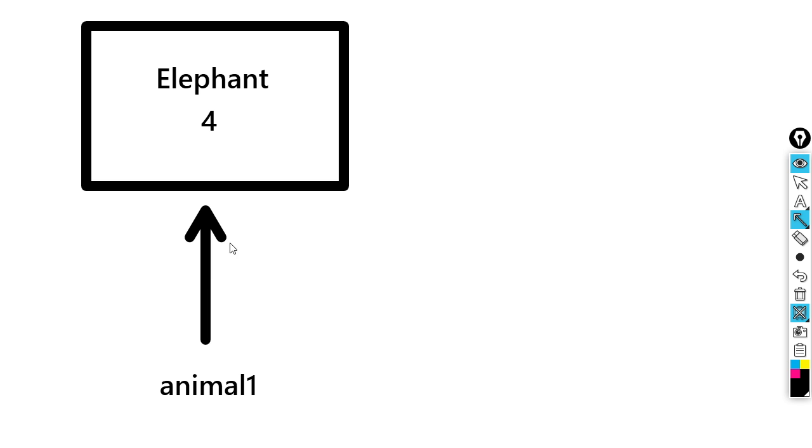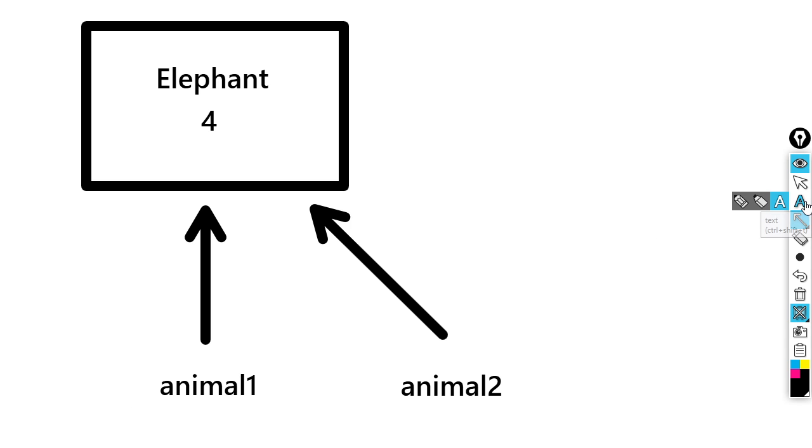Now, what if the same object has been allocated to some other variable as well? Suppose there is another variable, animal 2. I can allocate the same object to the animal 2 variable as well. The question is how? Simply by specifying animal 2 equals animal 1. So animal 1 and animal 2 will be sharing the same object.